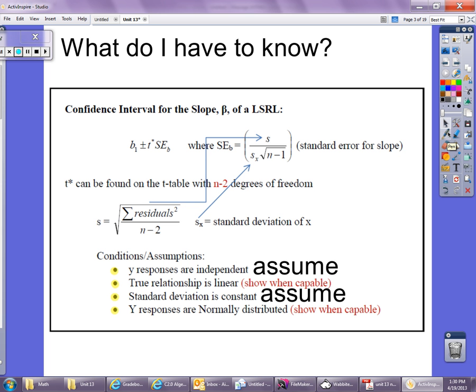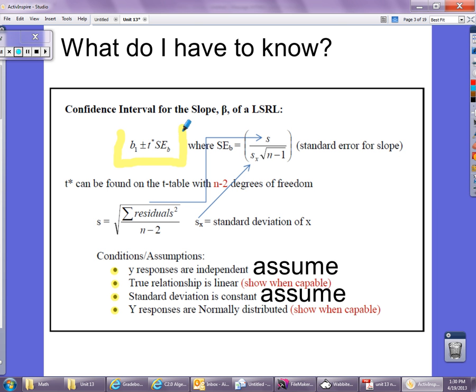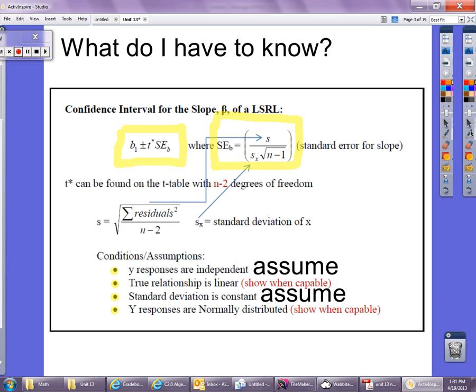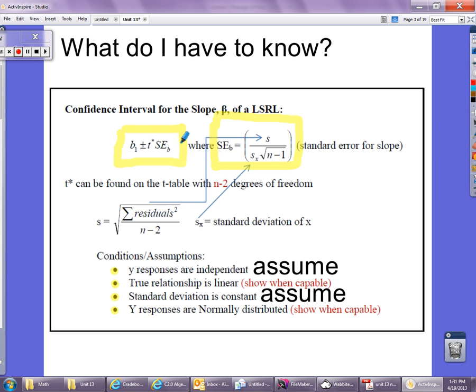These formulas are also not on your formula sheet, so this b sub 1 plus t and then se sub b, that is not on your formula sheet. Neither is the standard error for slope. So these two you really have to have memorized. And the standard error for slope also comes back in with hypothesis testing. So you need to have this memorized and this memorized as well.